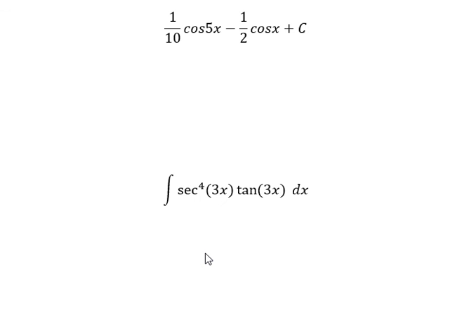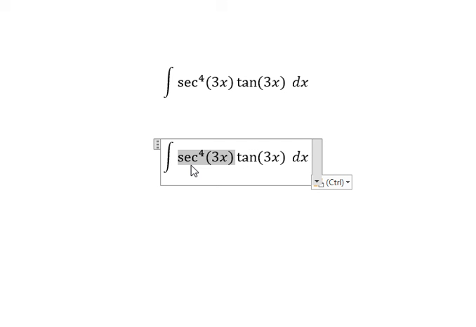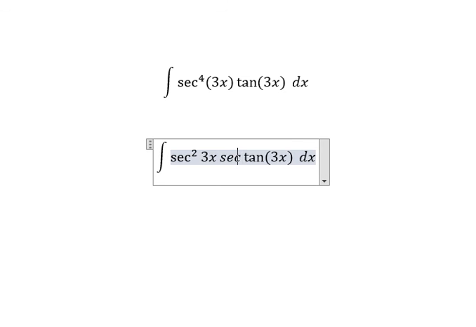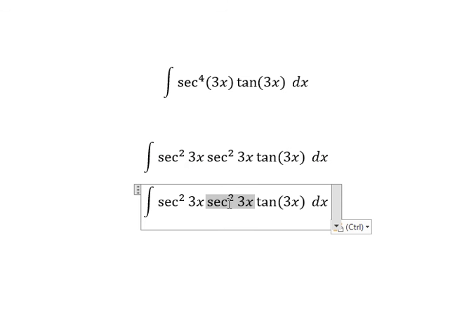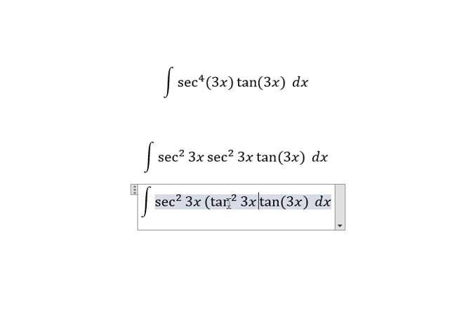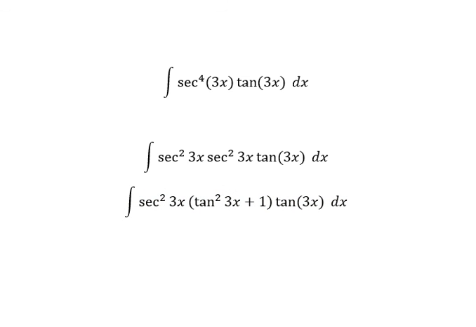Now, let's go to the last one. This one, I can write as secant of 3x squared, secant of 3x squared. We know that this one we can change into tan 3x squared plus 1. This is a trigonometric identity.